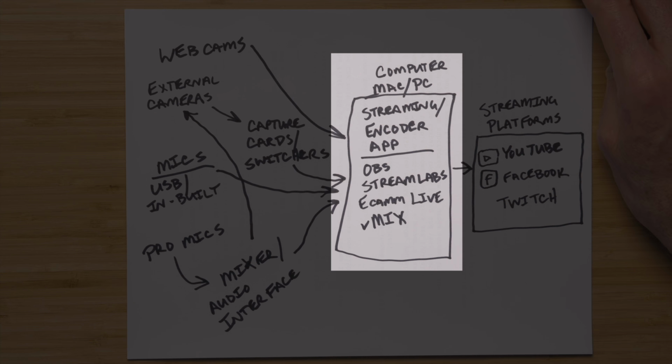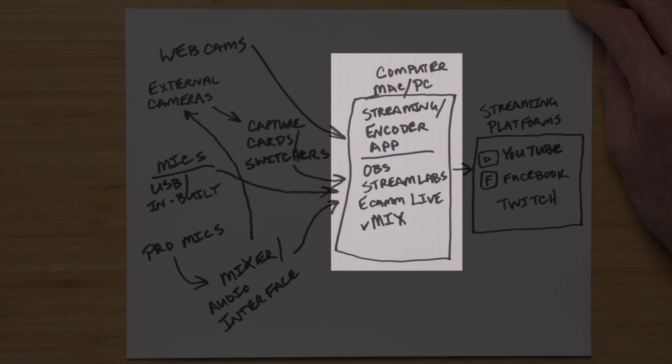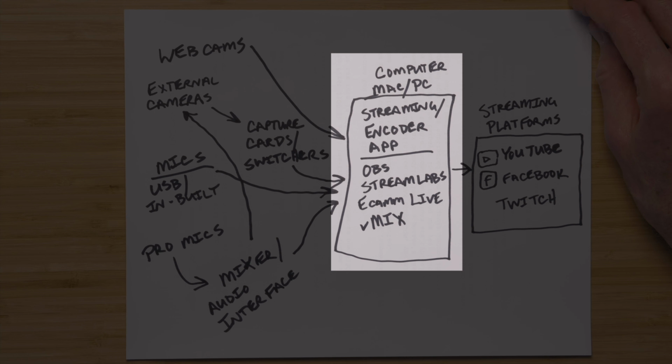Now, finally, you do have to have some sort of streaming app or what is sometimes called encoding software. And this can take a variety of different inputs. Basically, what this software does is it takes all of the inputs from your computer, all of the webcams, all of the capture cards, all of the audio inputs, and allows you to combine them to create the stream and then send that stream off to the streaming platform, whether that be YouTube, Facebook Live, Twitch, or others.